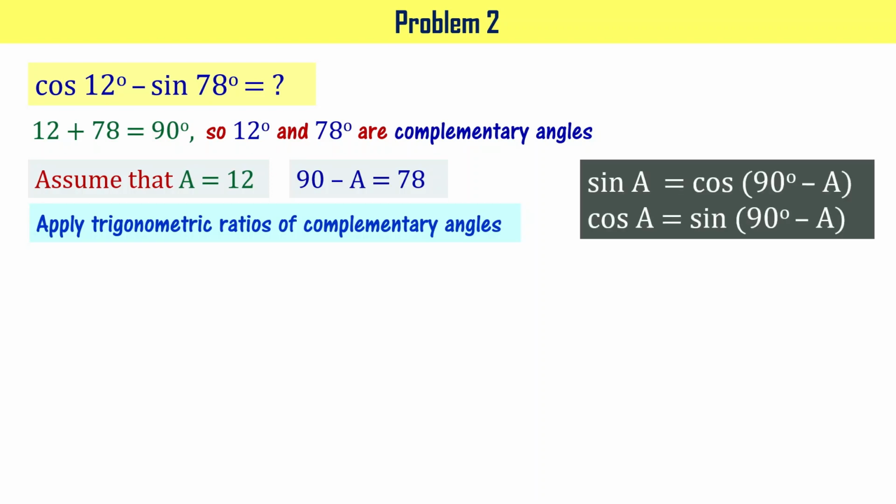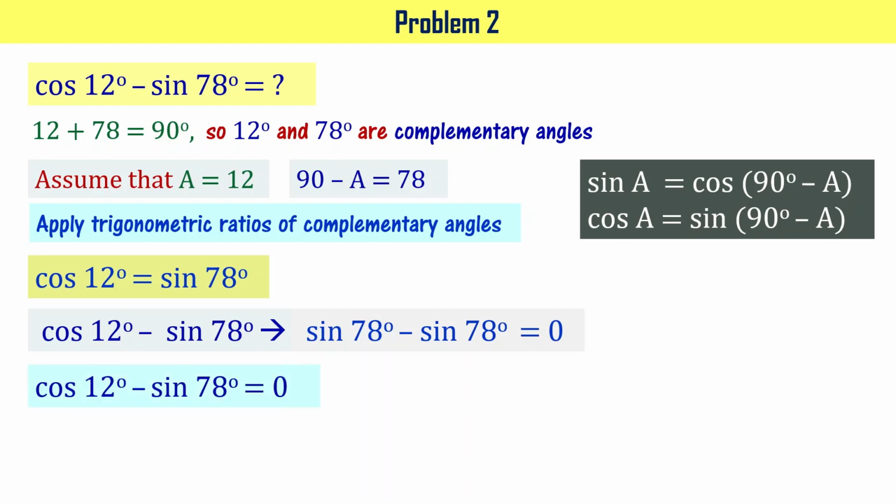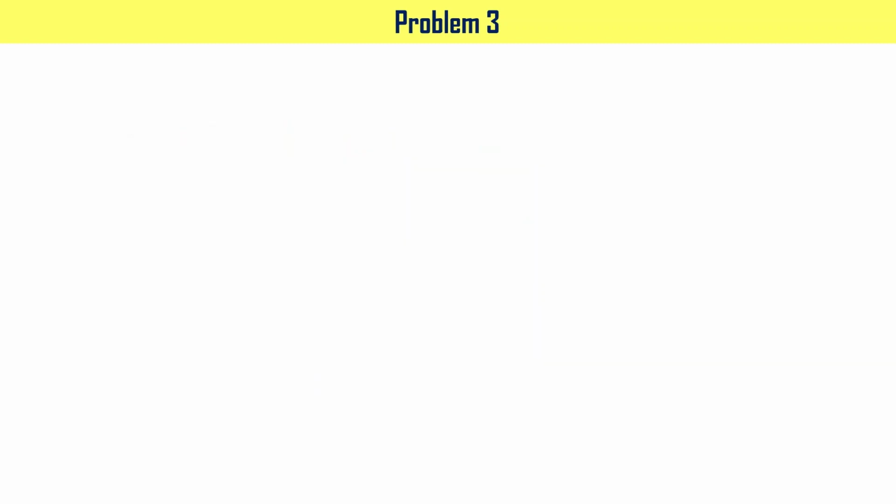Sin A can be written as cos 90 degrees minus A, right? Or cos A can be written as sin 90 degrees minus A. It means cos 12 degrees can be written as sin 78 degrees. So that the problem now becomes cos 12 degrees minus sin 78 degrees now can be written as sin 78 degrees minus sin 78 degrees, that is equal to 0. So to answer the problem, we say that cos 12 degrees minus sin 78 degrees equal to 0. Please take a note of this. Let's take a look at another problem.